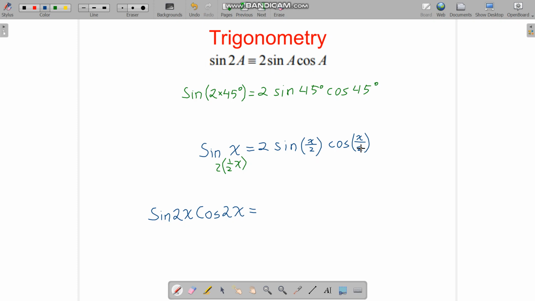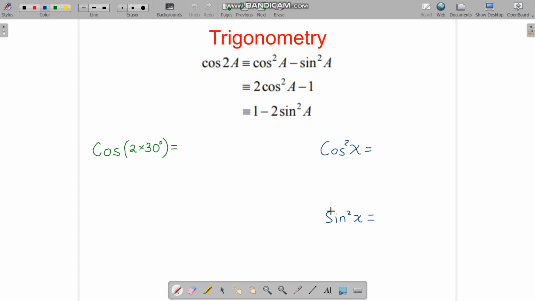And for 2 sine 2x cos 2x, well, if you just multiply this by 2 and then you multiply again by 1 over 2, you're not changing anything, but this is actually sine 2 alpha, so we have 1/2 sine 2 alpha, the alpha is 2x, so 2x times 2, we have 4x.